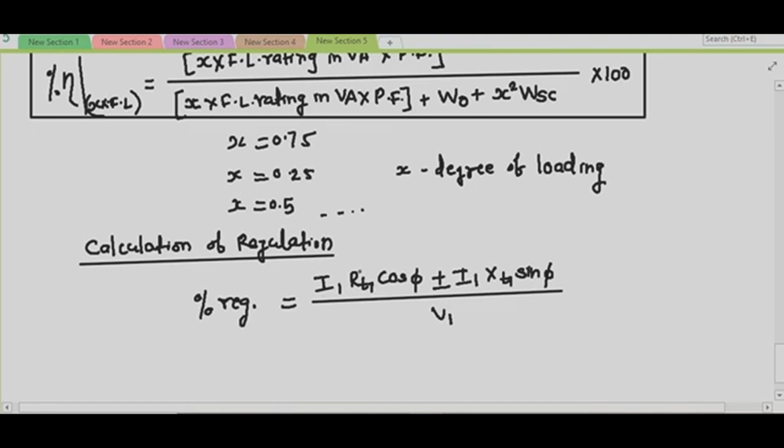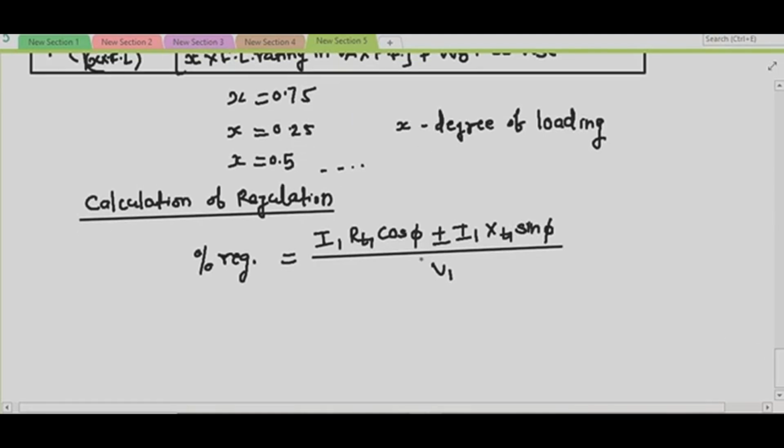What is RT1? RT1 is the total effective resistance of the transformer referred to primary side. From which test you will get this? From the short circuit test. Cos phi at a desired power factor, you can find out the regulation. Similarly, XT1 you will get from the short circuit test. So this formula you have to use for finding out the regulation.